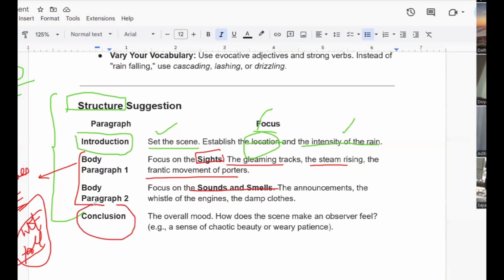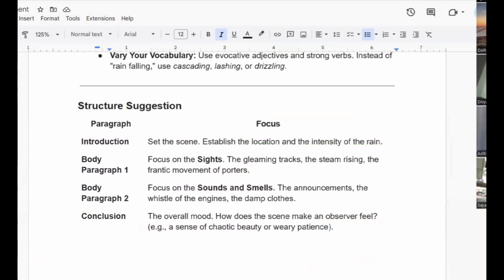At the ending, the concluding paragraph will talk about the overall mood of the frozen picture. What is the overall mood? How does the scene make an observer feel? For example, the scene is chaotic beauty or weary patience, whatever you feel from your perspective, right? Are you understanding, everybody?